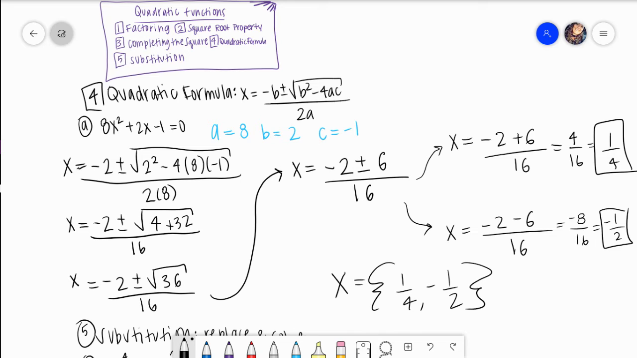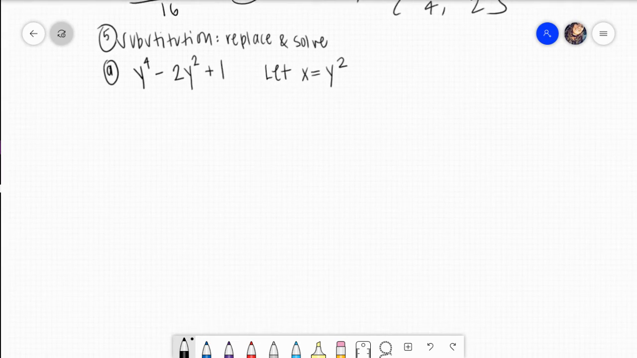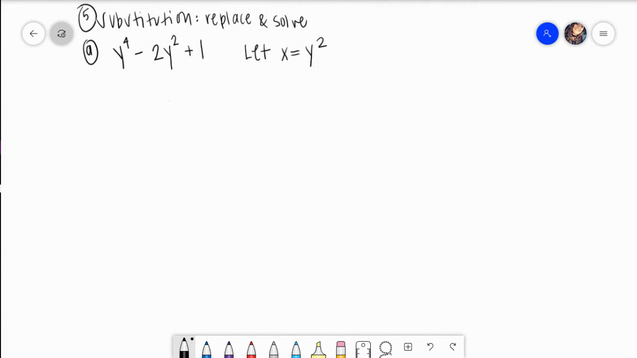You won't always get numerical values. You could get something that is like x equals 5 plus or minus the imaginary unit square root of 7 over 12. You could get something that honestly looks a little crazy, but you just need to trust your math whenever you do plug everything into the quadratic formula. Okay, so let's do the fifth method, which is substitution.